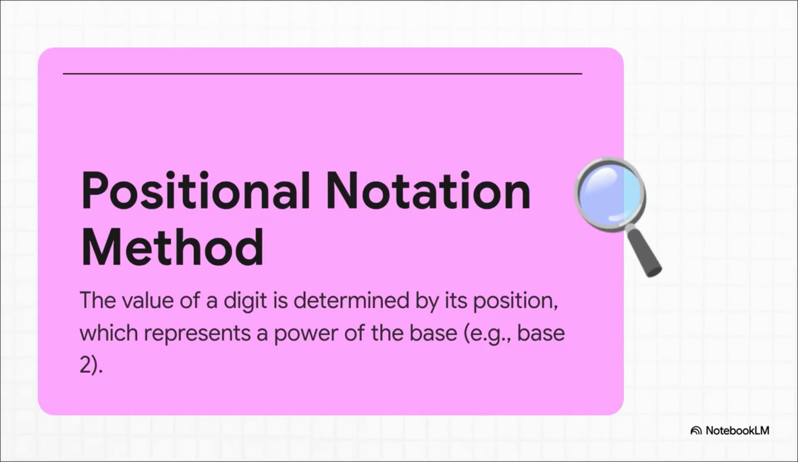Take the number 123. The 3 is in the units place, so it's just worth 3. The 2 is in the tens place, so it's worth 20. And the 1 is in the hundreds place, so it's worth 100. See, each position has a specific value. The binary system works the exact same way. But instead of using powers of 10 like ones, tens, hundreds, it uses powers of 2. Understanding this one idea is the key to everything else we're about to do.